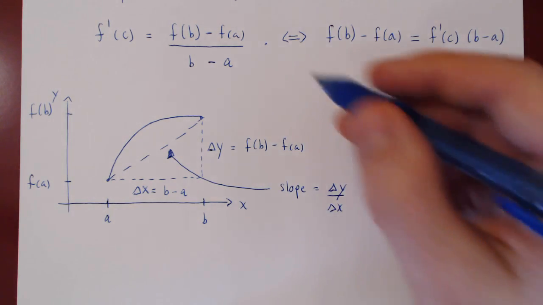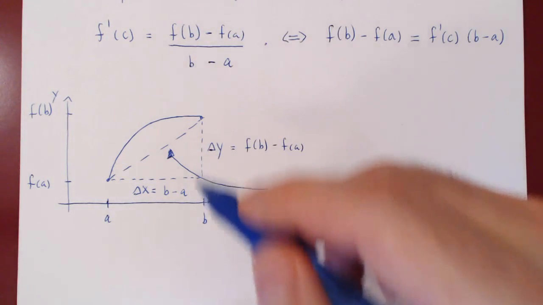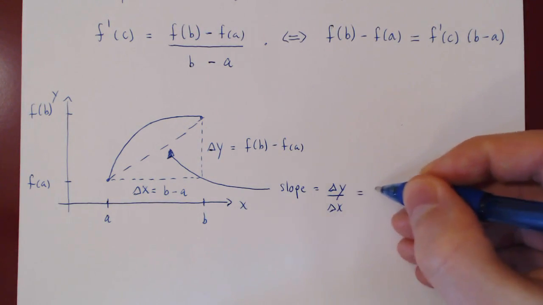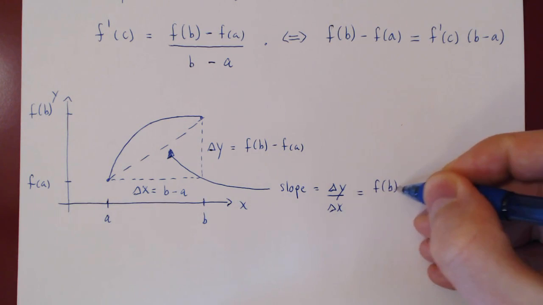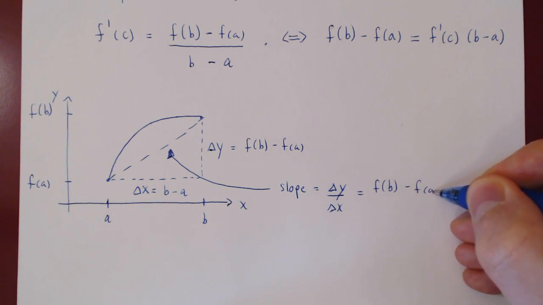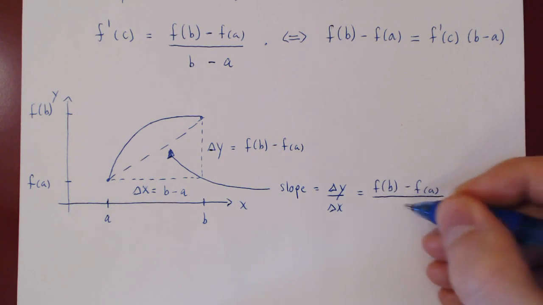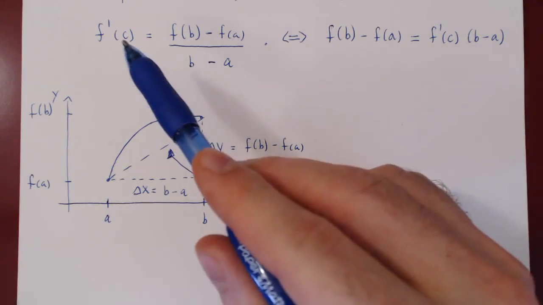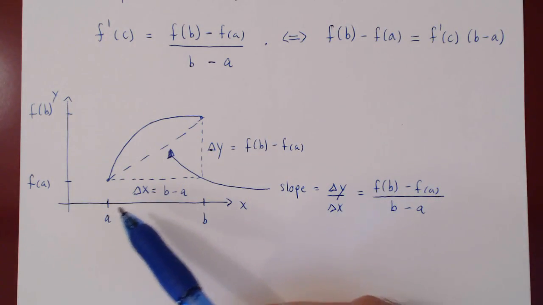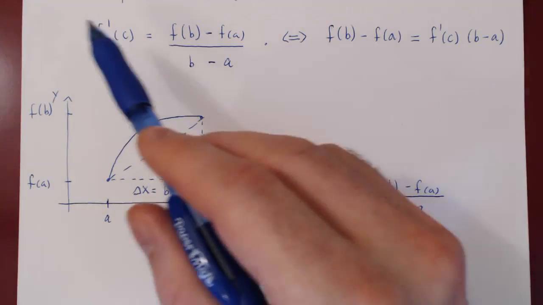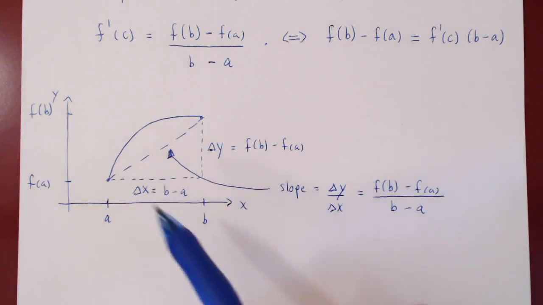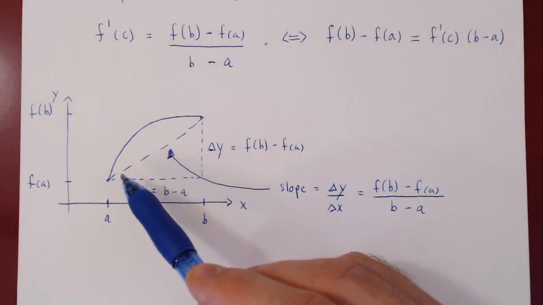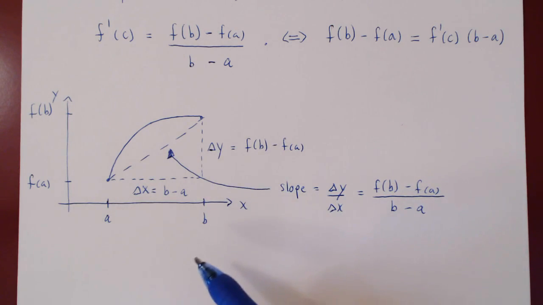And as we have just found, this is the right-hand side of the equality in the mean value theorem. f(b) minus f(a) over b minus a. And now let's look at the left-hand side. The result says that there must exist at least one point between a and b where the derivative of the function at that point equals the slope of this line.